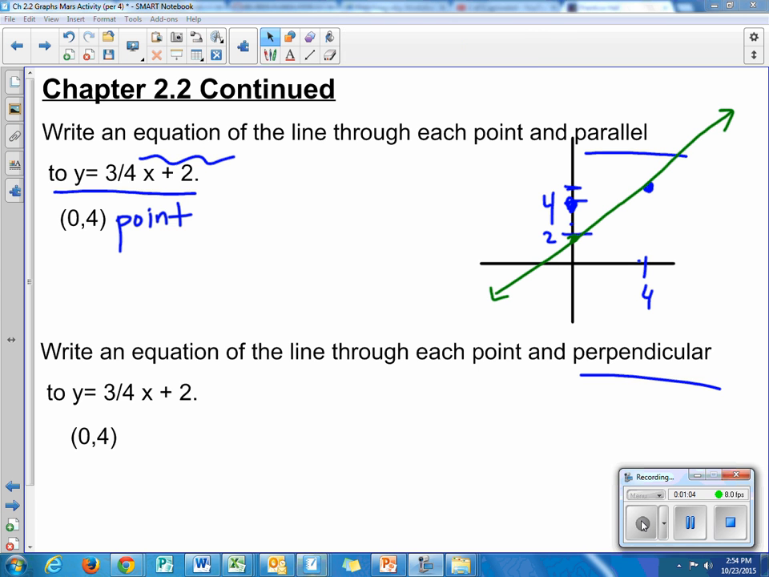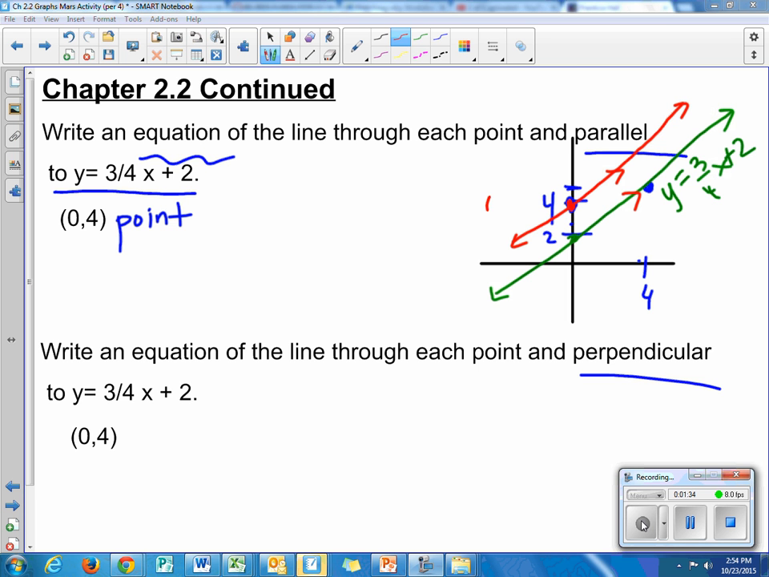What do we need? Write an equation of a line that has to go through this point right here, and it has to be parallel to that green line, which is the line that we just graphed. So I'm going to draw a line going through exactly like that, which makes these two lines parallel. So we know the equation of this one here is y equals 3/4 x plus 2. But we need to know how to make an equation for this particular line there. So once again, what do we have? We have a point. Very nice.